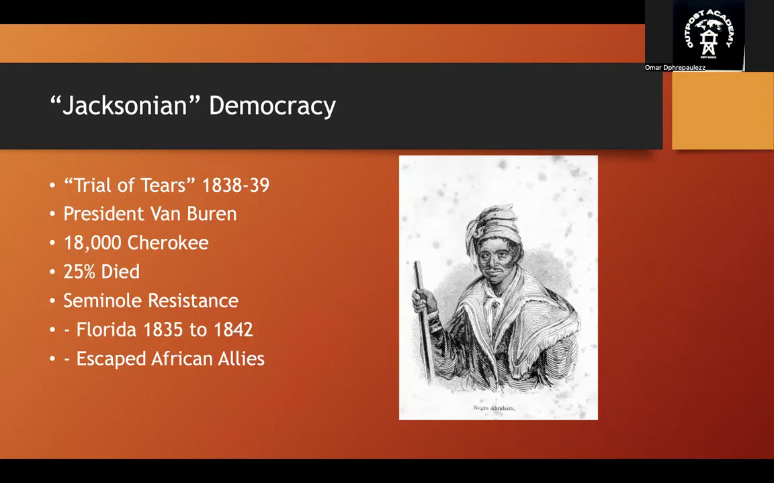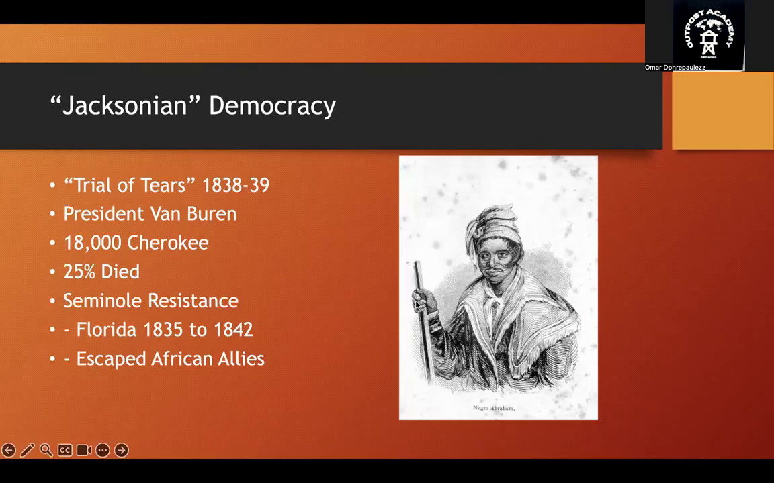From 1835 to 1842, they fight a pretty pitched war using surprise attacks and using the pretty intense terrain of Florida to fight back against U.S. soldiers. They're never necessarily defeated. They never surrender, but they do lose control of Florida. Obviously, they lose territorial control of Florida.